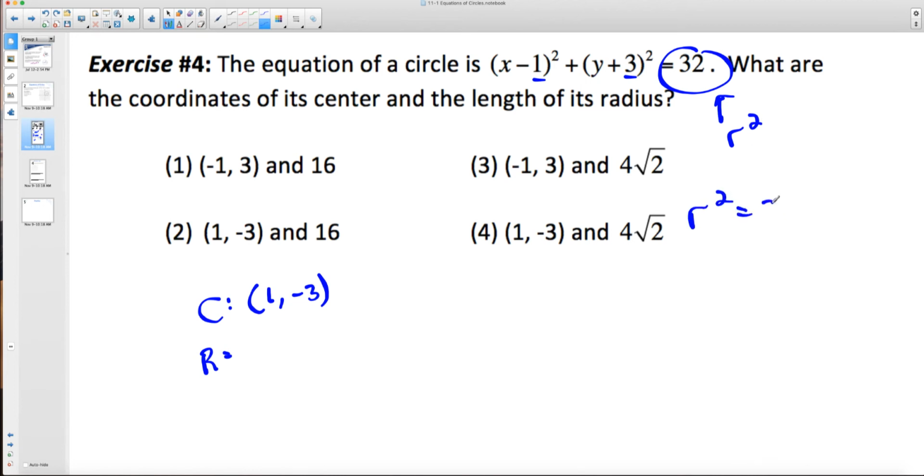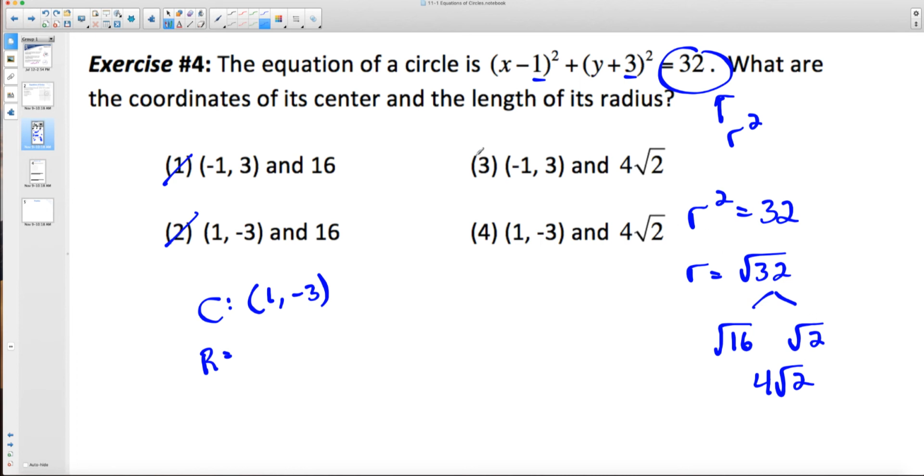So r squared is 32. To get just r, we need to square root both sides. So r is the square root of 32. All right, well, square root of 32 is not 16, so that's out. So obviously it's going to be 4 radical 2. We need to break it down. It's square root of 16 times square root of 2, which is 4 radical 2. Okay, so we're looking at choice 4 here.